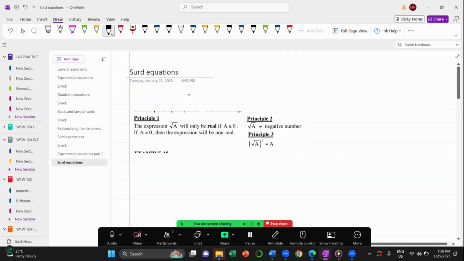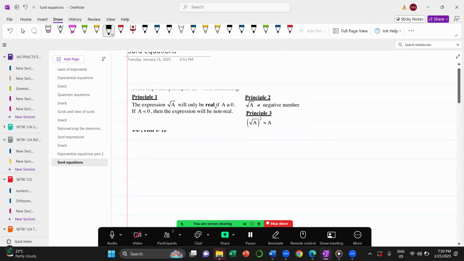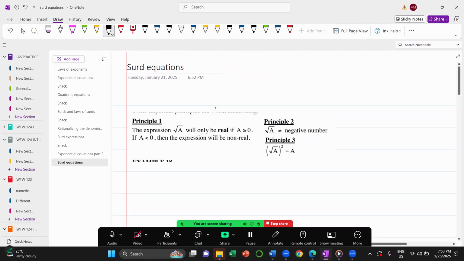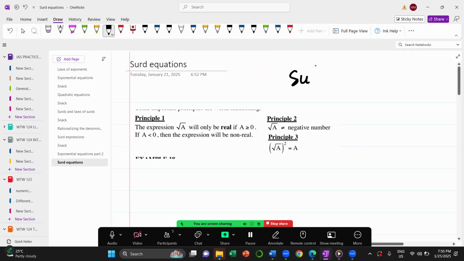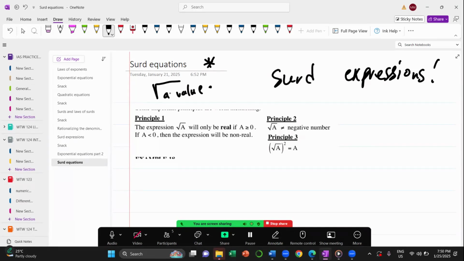So now let's go on to the last concept and then we'll be done with this first topic of grade 11. Now we are going to surd equations. Remember, where do we come from? We come from surd expressions, where we did stuff like rationalizing the denominator. Remember that? Now we are going to be doing surd equations. And remember that a surd is just the square root of a value, right?